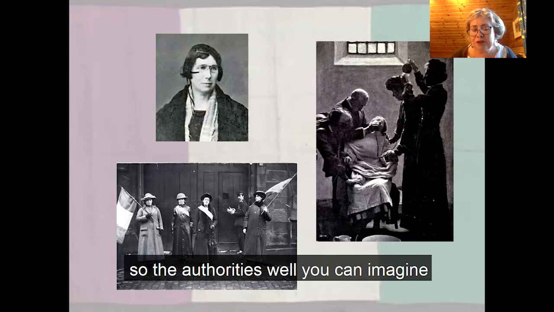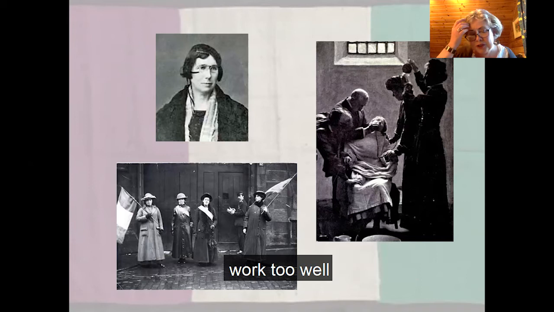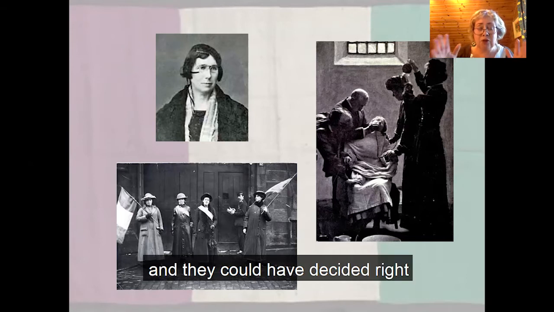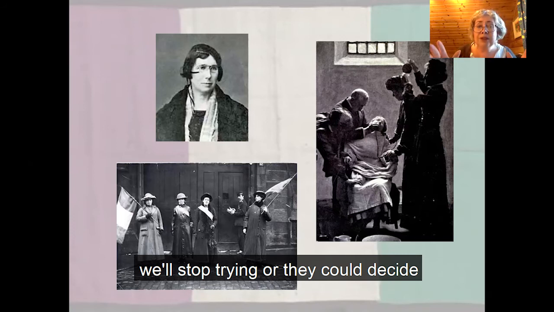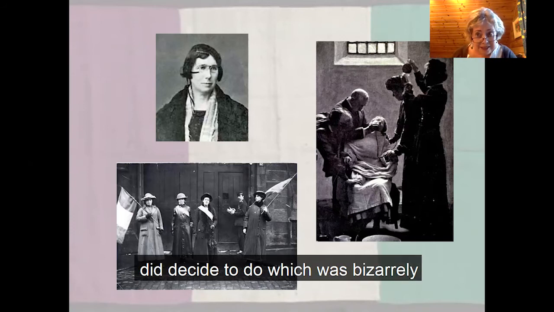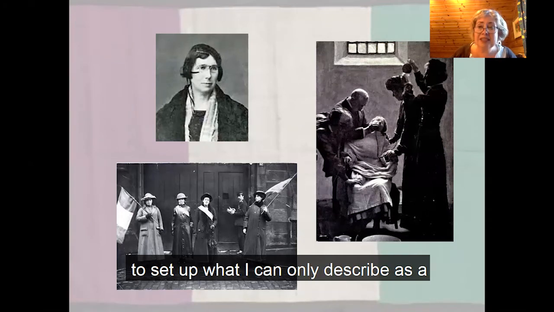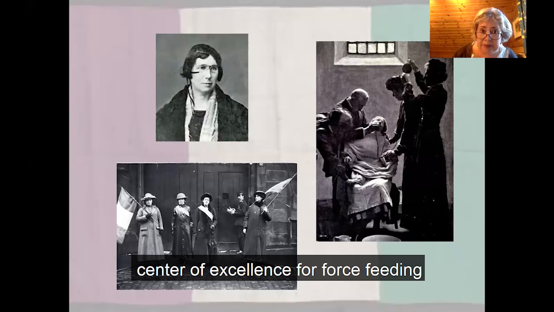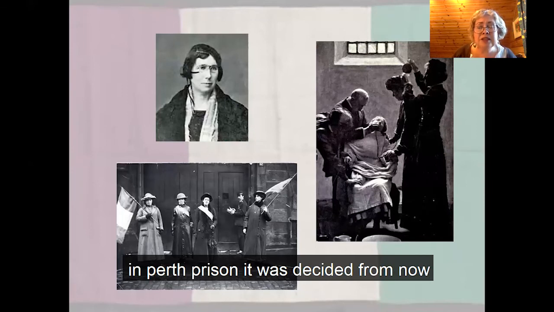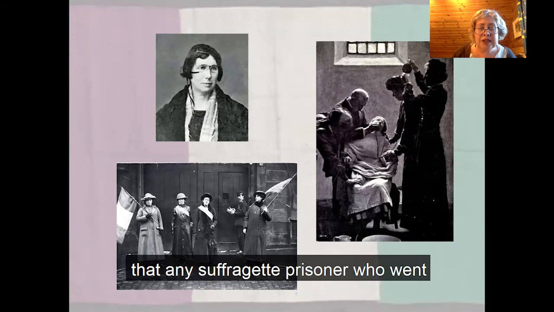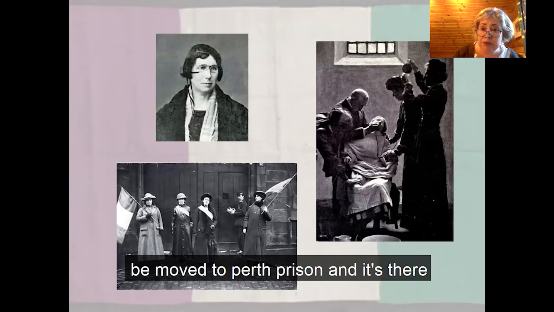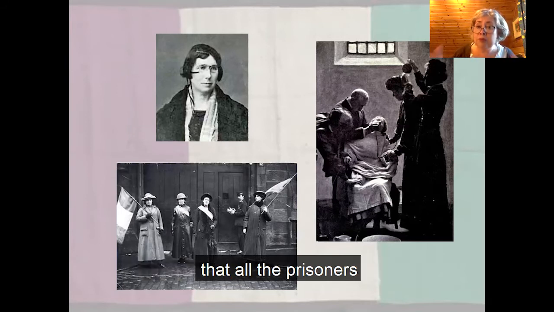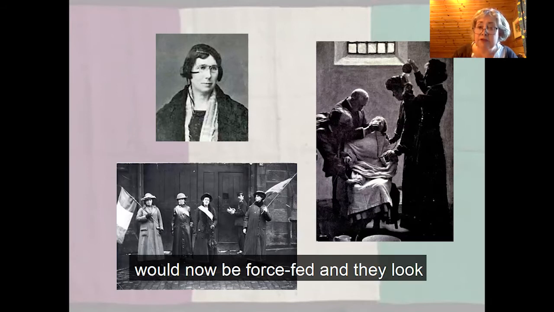So the authorities, well, you can imagine that they're thinking, well, that didn't work too well. And they could have decided, right, obviously we're not that good at force feeding, we'll stop trying. Or they could decide to do the thing that they did decide to do, which was, bizarrely, to set up what I can only describe as a centre of excellence for force feeding in Perth Prison. It was deciding from now on that any suffragette prisoner who went on hunger strike would immediately be moved to Perth Prison, and it's there that all the prisoners would now be force fed.